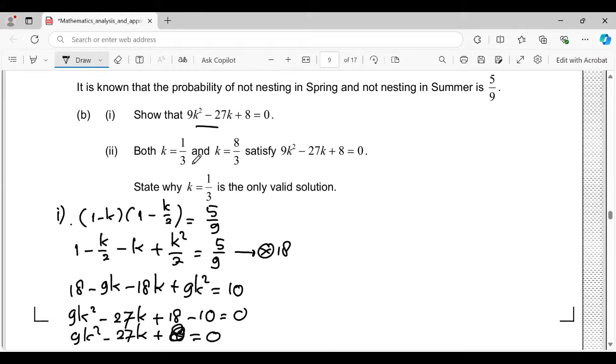Both k equals 1/3 and k equals 8/3 satisfy 9k squared minus 27k plus 8 equals 0. State why k equals 1/3 is the only valid solution. Okay, as you know, k is a probability.